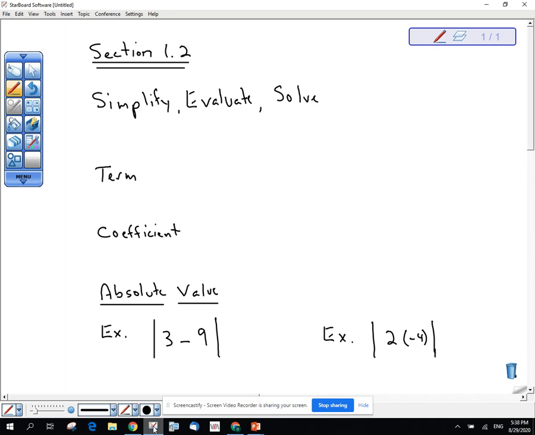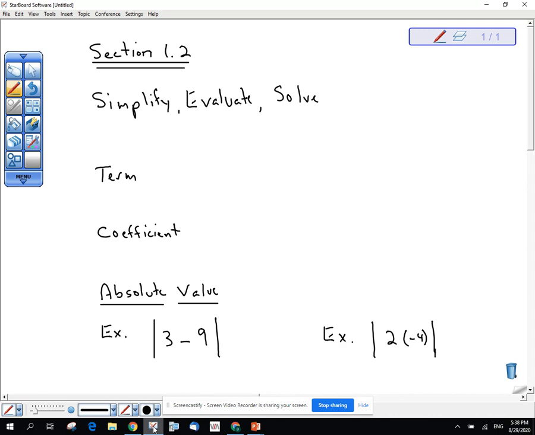Let's start by talking about the three words simplify, evaluate, and solve. What's the difference? Well, the first two are similar. Simplify and evaluate are similar. The only difference is that simplify truly just means that word, simplify. In a math sense, that can mean combine like terms, or remove parentheses by multiplying. Many examples can occur, and we'll look at some of that in a little while.